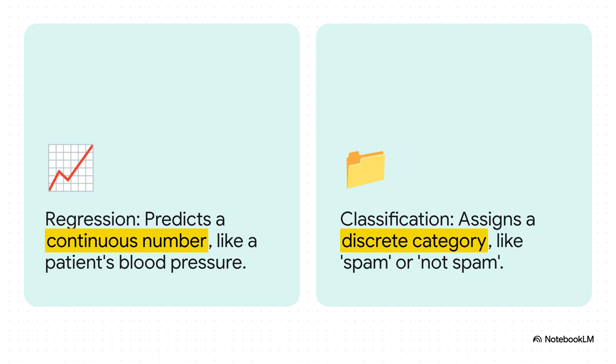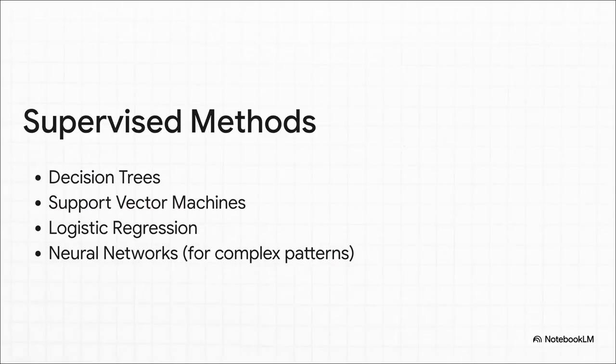And then you have classification. This is all about sorting things into neat little boxes. Is this email spam or not spam? Is this picture a cat or a dog? So one gives you a number, the other gives you a category. Simple as that. You know, there are a whole bunch of ways to do this, all sorts of algorithms like decision trees and support vector machines. But the real rock star in this group, especially lately, is neural networks.